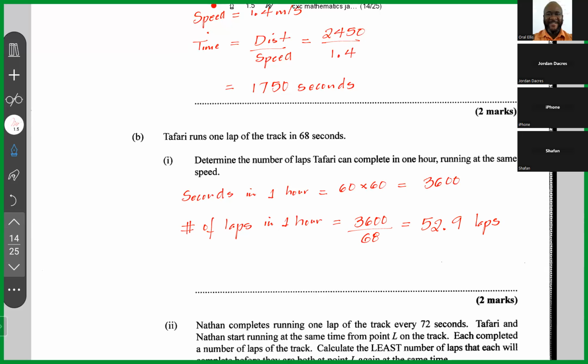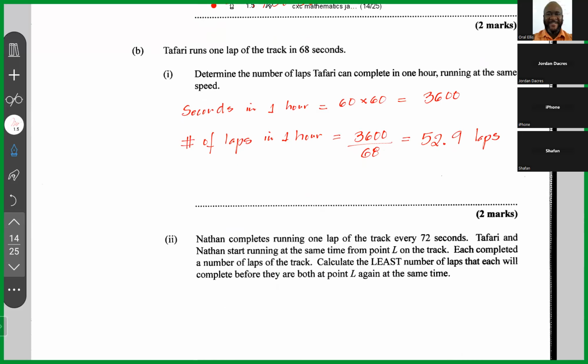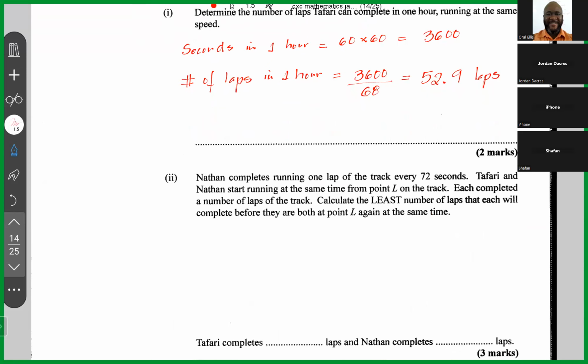It's 52.9 laps. Next, we're told that Nathan completes running one lap of the track in every 57 seconds. Tafari and Nathan start running at the same time from point L on the track. Each completes a number of laps on the track. Calculate the least number of laps that each will complete before they are both at point L again, at the same point.